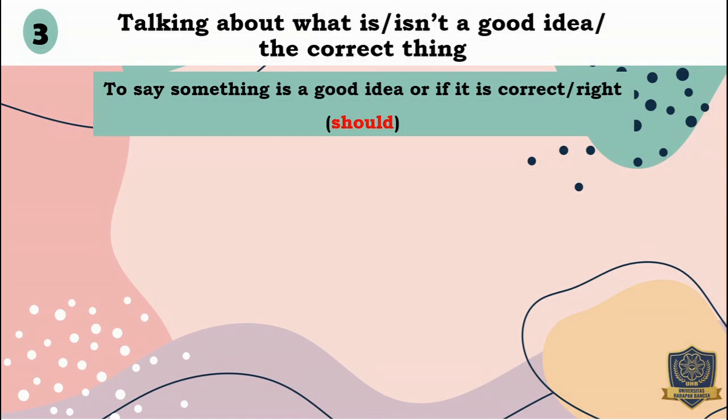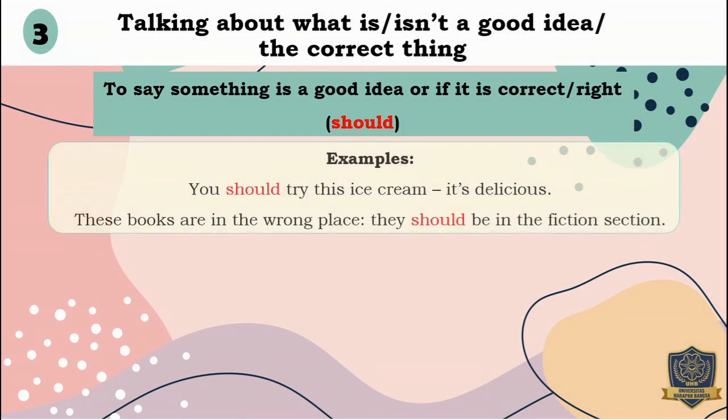And sometimes it's used in positive. You can also use it in negative or question. Examples, you should try this ice cream. It's delicious. These books are in the wrong place. They should be in the fiction section.